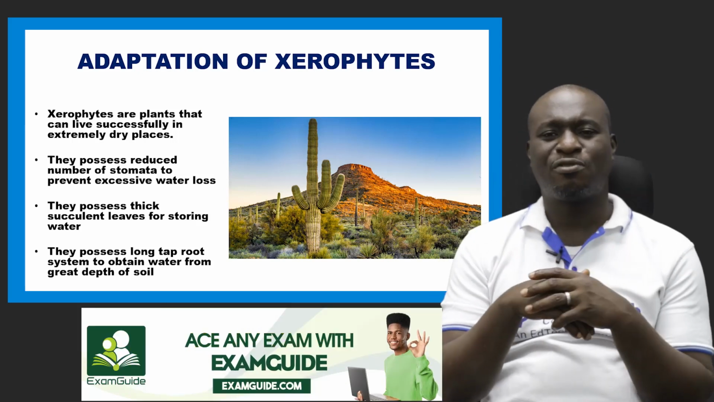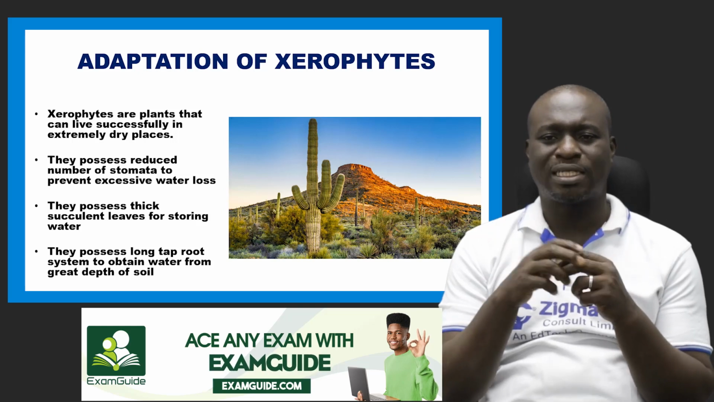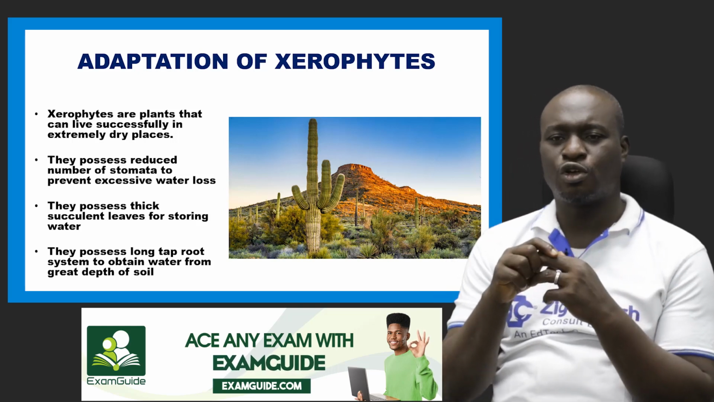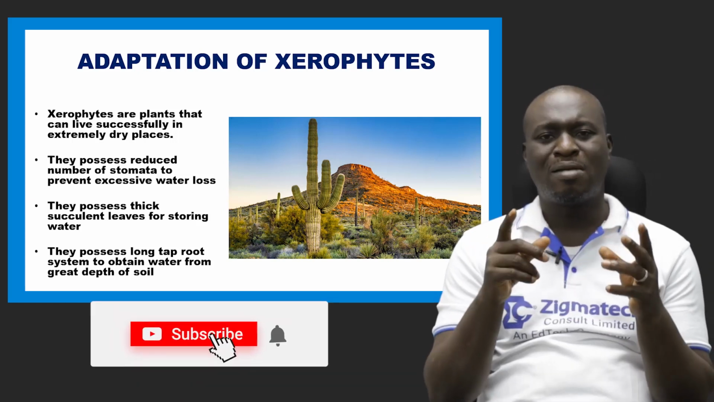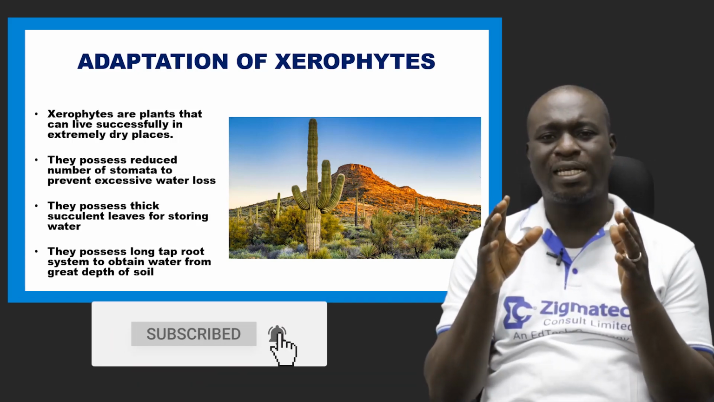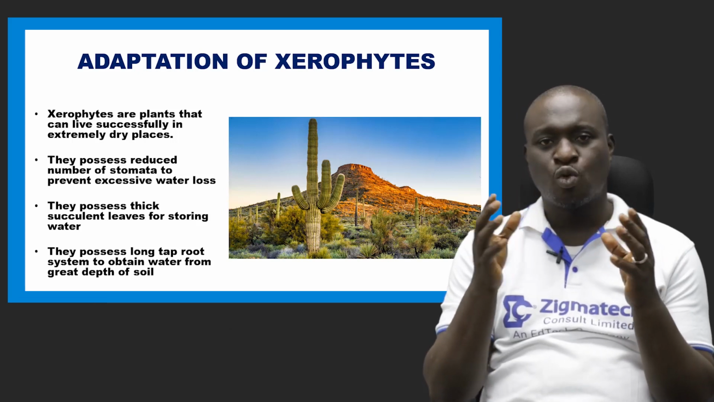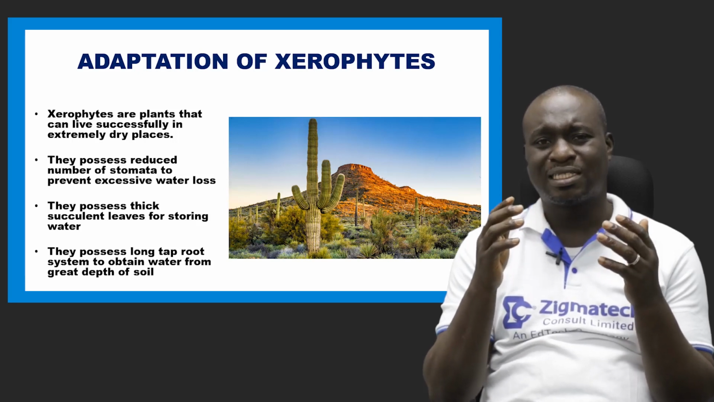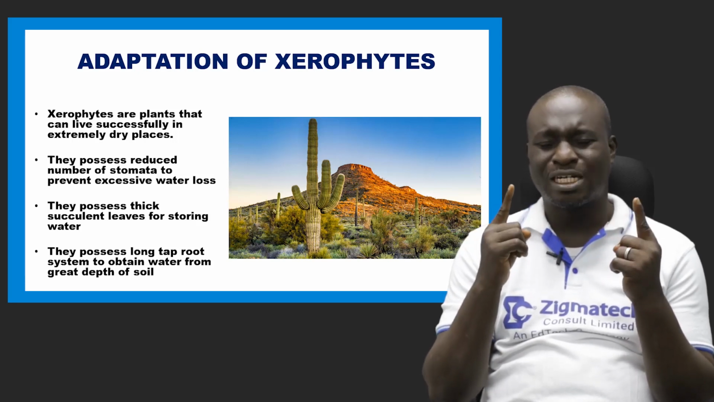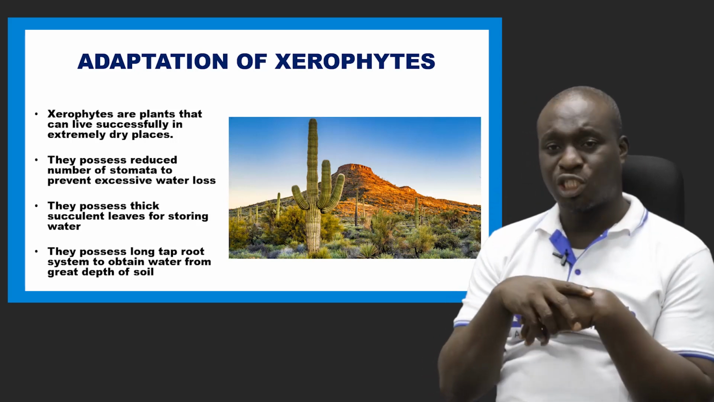Now, one of the adaptive features is that they possess reduced number of stomata to prevent excessive loss of water. Now, why reduced number of stomata? Remember, stomata are actually openings or cells. They are made up of guard cells which open and close. And the opening and closing of the guard cells brings about transpiration. Mostly the opening of the guard cells brings about transpiration.